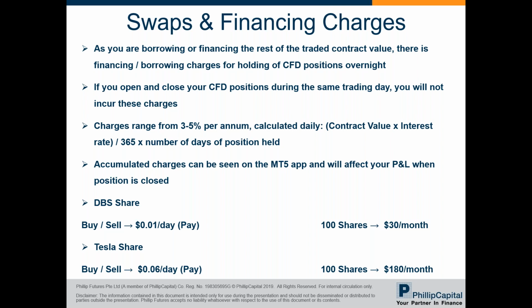I'll just do a simple example of what it would be like. So let's say you're trading one DBS share. Buy and sell for one share would work out to roughly 1 cent per day, that would be for both sides. So if you were trading 100 shares, that will work out to about $30 per month. Obviously, if you just bought one share and held it, you'll be looking at about 30 cents per month. So just to roughly gauge what kind of charges you'll be incurring. For one Tesla share, you're looking at about 6 cents per day. And for 100 shares, you're looking at about $180 per month on average.